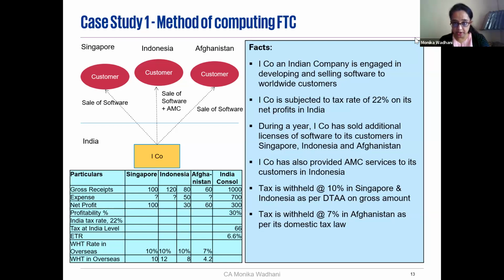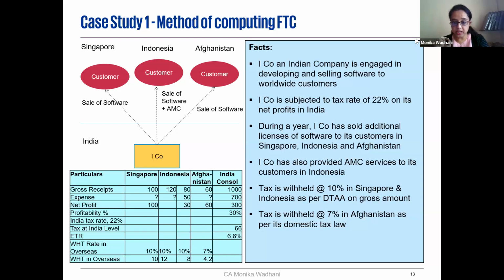Say there is an ICO, an Indian company, which is engaged in developing and selling software to worldwide customers, say Singapore, Indonesia, Afghanistan. Now the example taken is with India. India has a treaty with Singapore and Indonesia, but India does not have a treaty with Afghanistan. So for Singapore and Indonesia, you have to see the respective article of that treaty. And for Afghanistan, you have to see section 91 when it comes to eligibility for the foreign tax credit.